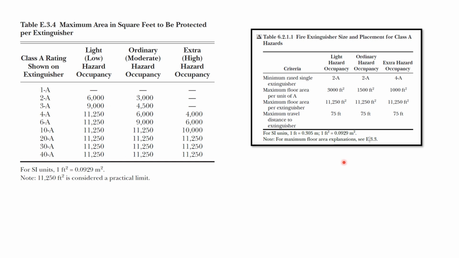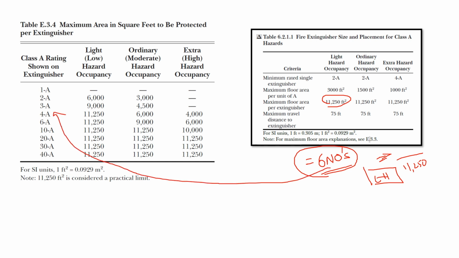So if you see here, as I already told you that we need 6 numbers of extinguishers, since the limitation is 11250 and we divided the total area of the building by 11250. So what kind of rating we need to consider for this 6 number? If it is a light hazard building, then these 6 numbers will be either 4A rated extinguisher, because for light hazard 11250 comes under 4A rating, or 6A rating or 10A rating till 40A rating. So I will consider 4A rating 6 number extinguisher for light hazard occupancy.